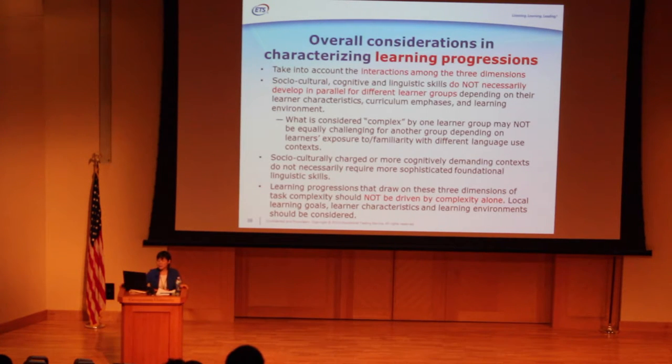Also, I think it is my view that when we think about learning progressions, yes, we have these three dimensions of task complexity, but I don't think learning progressions should be driven just by complexity alone. The learning goals and the learner characteristics and learning environments should be considered when we think about what would be a reasonable, achievable goal for learners at different stages.